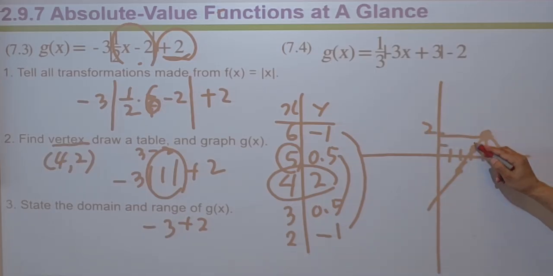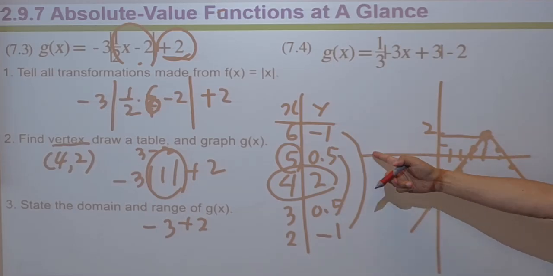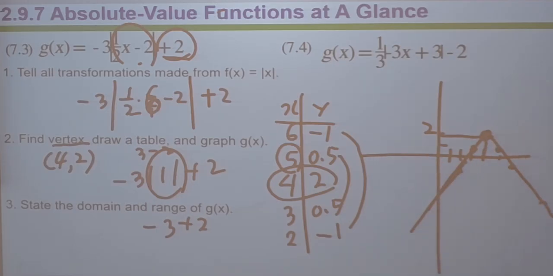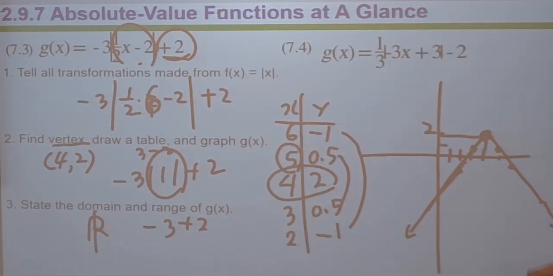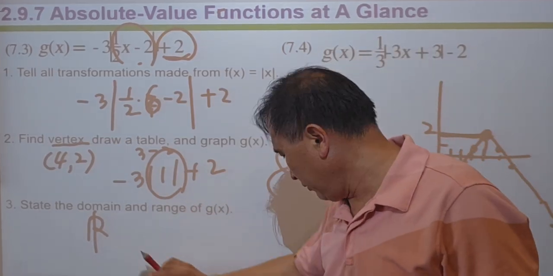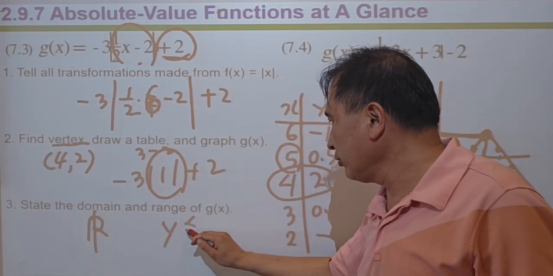So domain for the absolute function is all the time the x value, keep on going. So the domain is all real numbers. And then range is the possible y values. The y value is here 2, and everything is smaller than or equal to 2, right? So the range is y less than or equal to 2.